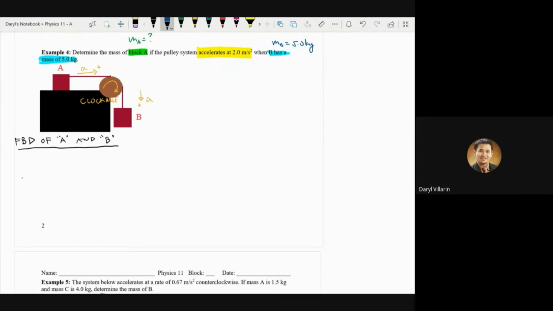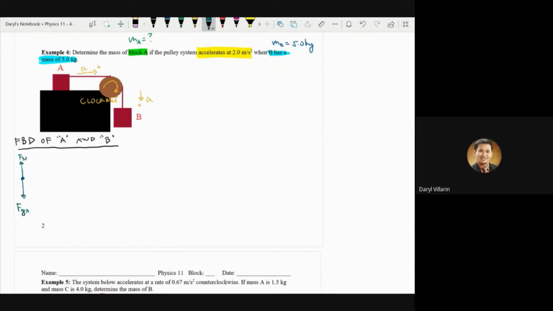Again, for A, it's lying horizontally on a surface. So again, there should be the weight of my A, and there should be a normal force because again, it is lying on a surface. So vertically, there's also a force that is upward. This is my Fn.